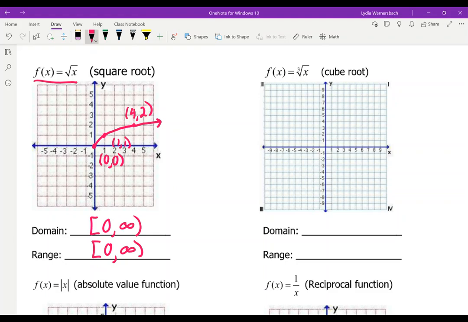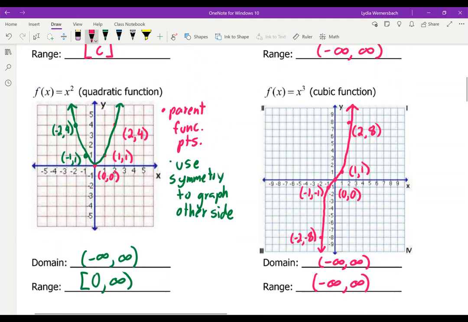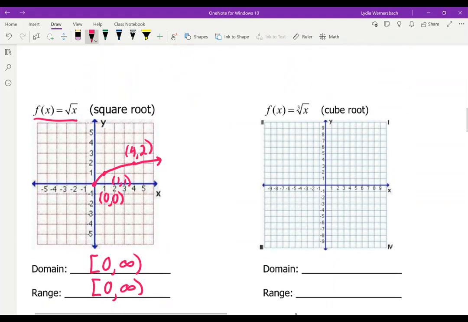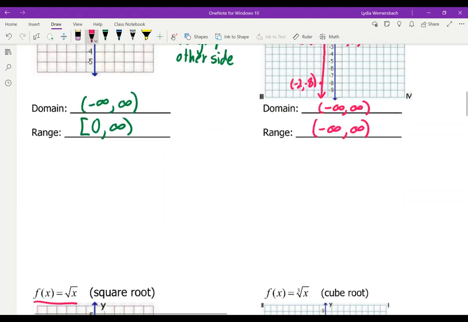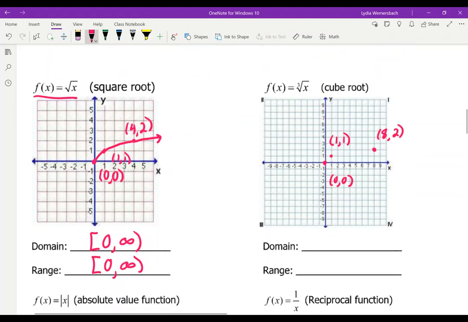So then we can take the cube root, which looks a lot like the cubic function. It's just kind of curved on its side. So again, the cube root of 0 is 0. The cube root of 1 is 1, so that's fine. But similar to the square root, we're looking for perfect cubes. So the next perfect cube is 8, and the cube root of 8 is 2. So it'd be 8, 2. So again, we kind of see those similarities between that and the cubic function.